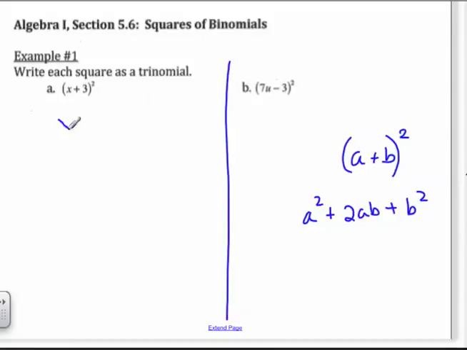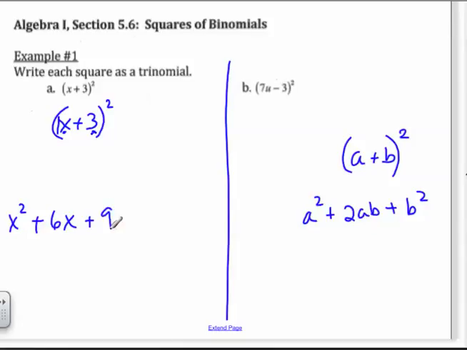A says x plus 3 squared. All right? Do you agree that a is 1x? So if I use the pattern, it's going to be x squared. 1x times 1x is x squared. In the middle, I'm going to have 2 times x times 3. That's 2ab, 2 times a times b. That's 6x. You agree? And then the last one is just b squared, so it's just going to be plus 9.